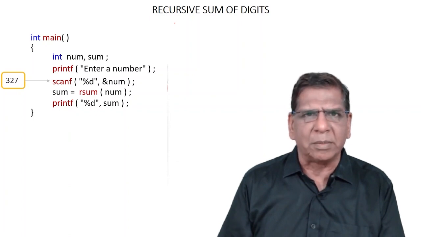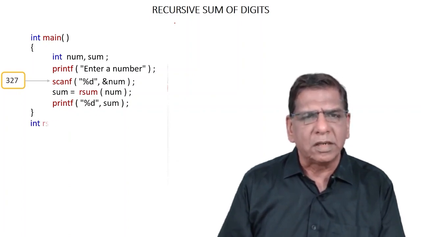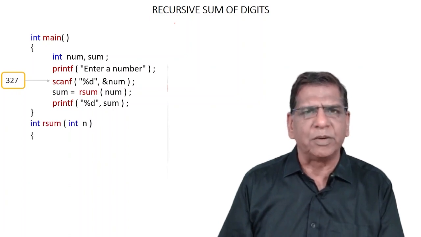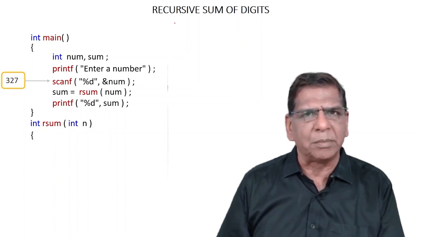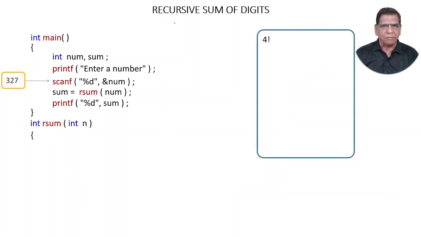Needless to say, num and sum have to be defined at the beginning. Let's now try to define this rsum function. Num that we have passed we'll collect in int n. And before we actually get the sum of digits, let's look at another parallel theme wherein we wish to get the factorial value of a number 4.